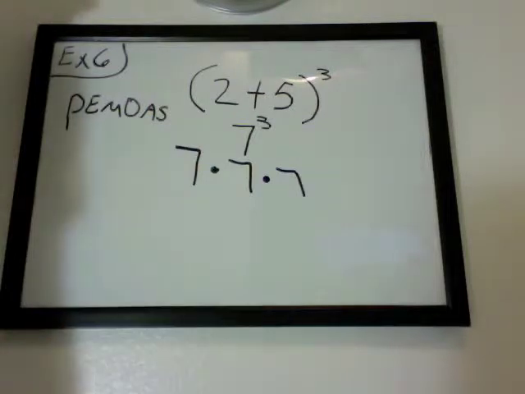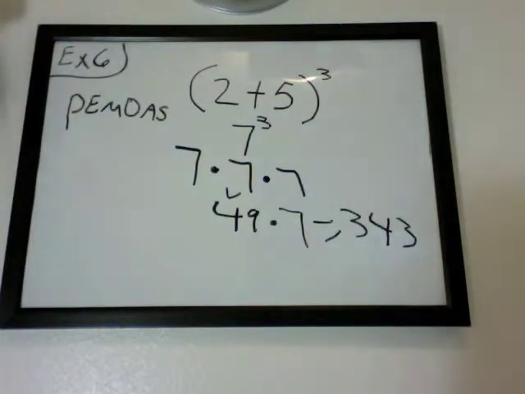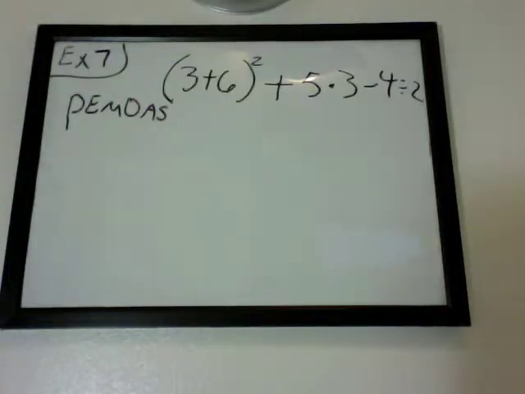7 times 7 is 49. And we bring down the 7. 49 times 7 is 343. And then again, we got the same answer. And there it is.